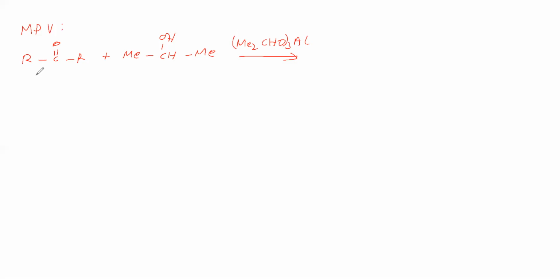This ketone is converting into alcohol. This isopropyl alcohol is converting into ketone. Sir, what is the mechanism involved in it? That we will see.